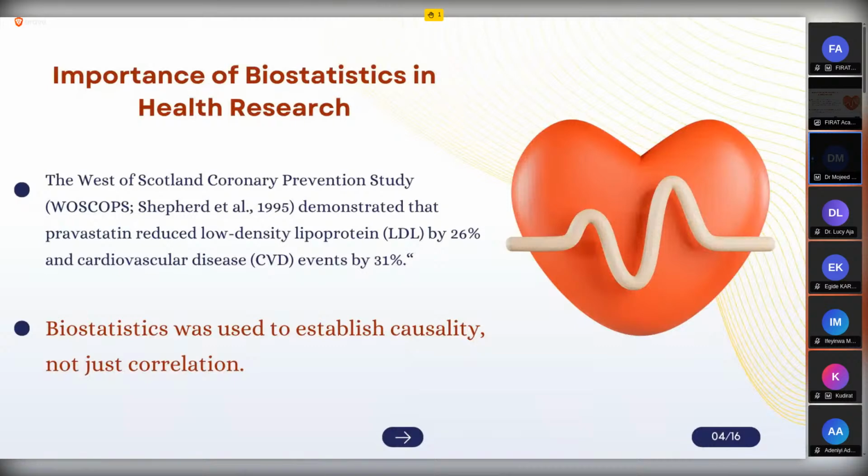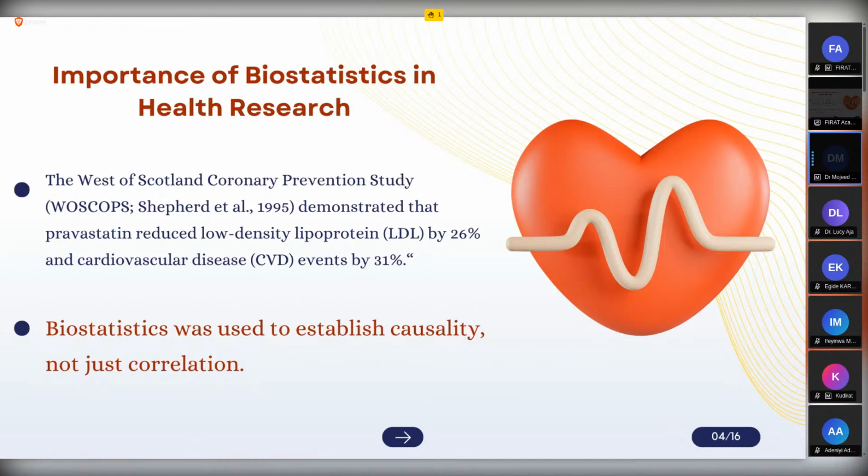Number three, it guides allocation of resources, which means biostatistics impacts public health. Public health decisions cannot be made without having reliable, accurate data. So they help policymakers to allocate limited resources.